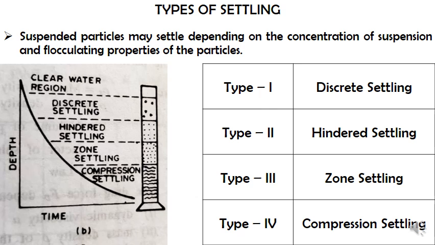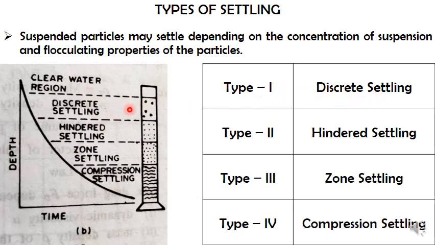Now, types of settling. Whenever you consider suspended particles, they can settle down in any of these four different types. The first one is discrete settling, the second one is hindered settling, the third one is zone settling, and the fourth one is compression settling. If you look at this particular figure, the first one is discrete settling.